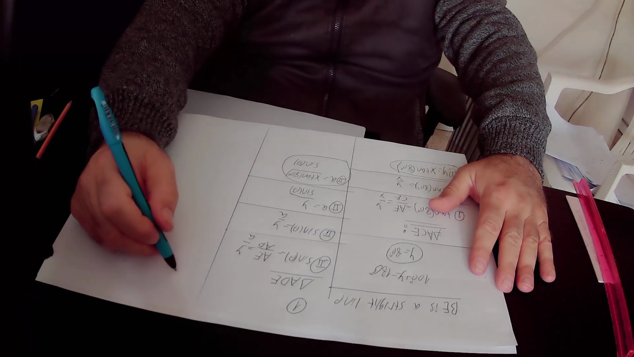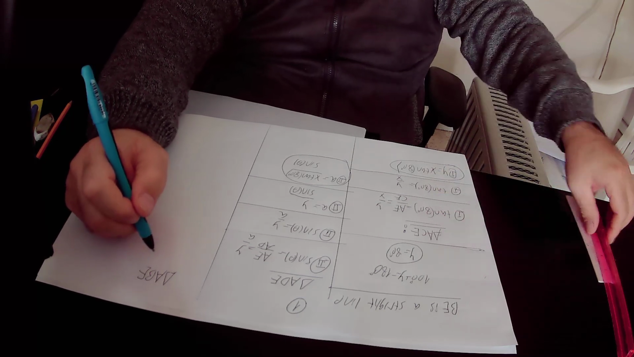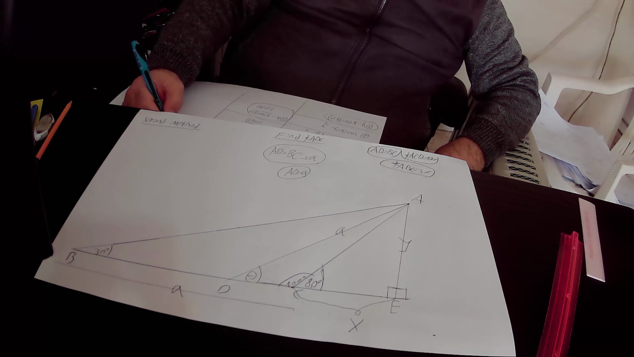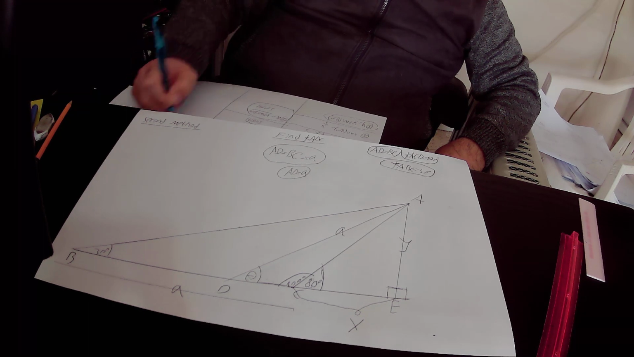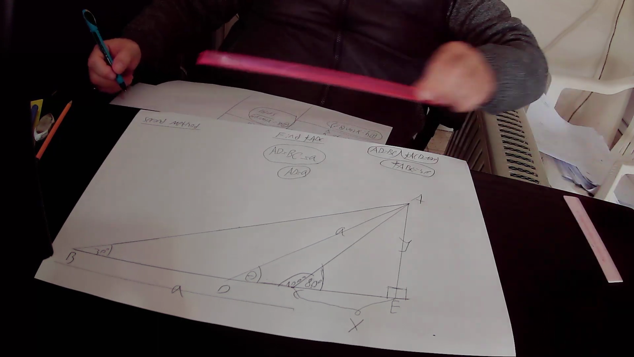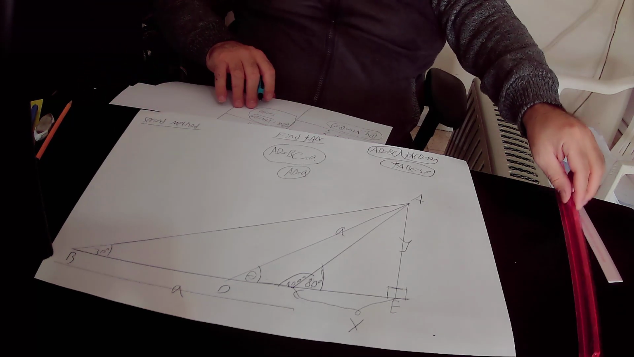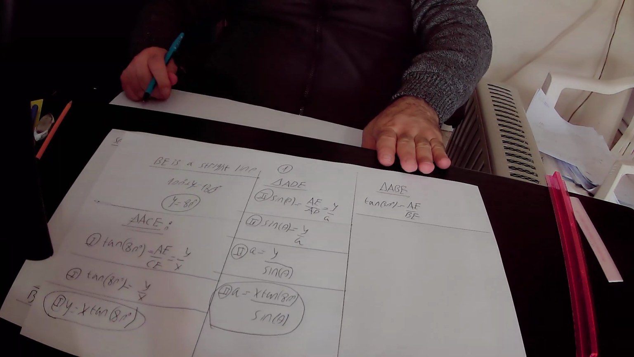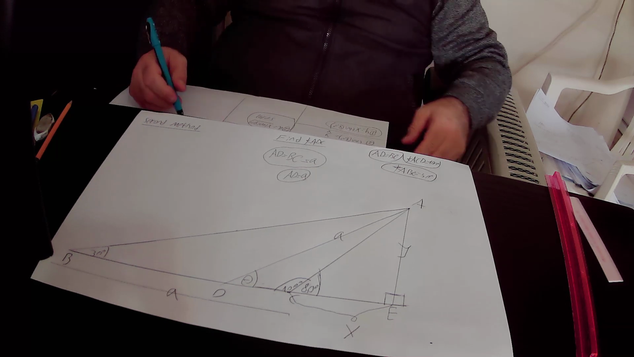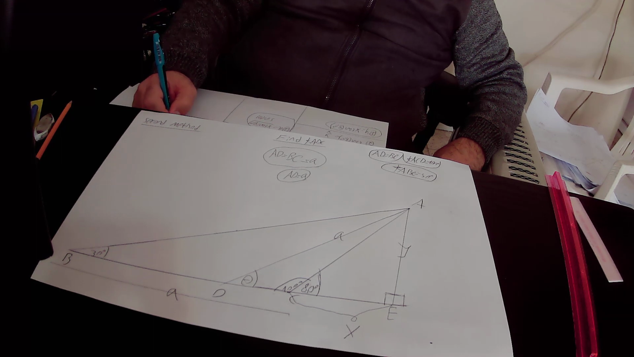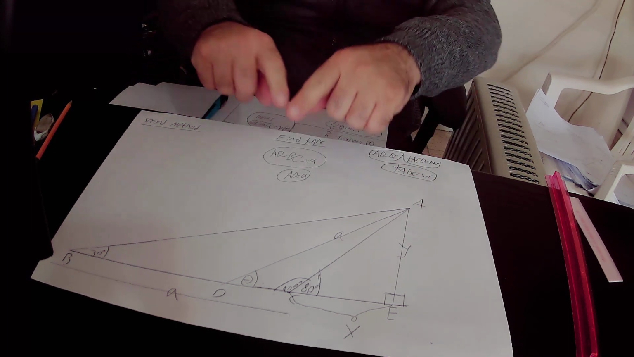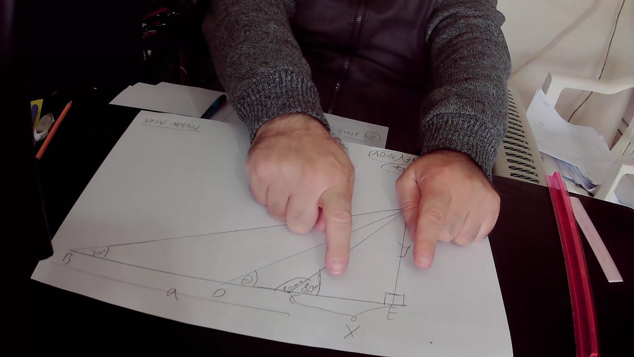In the next step, we will focus on triangle ABE, the right triangle ABE. On the right triangle ABE, we know that tangent 30 degrees equals AE over BE. I'll repeat again, on the right triangle ABE, tangent 30 degrees equals AE over BE. So tangent 30 degrees equals AE, but AE equals y according to our definition, and BE equals a plus x, also according to our definition.